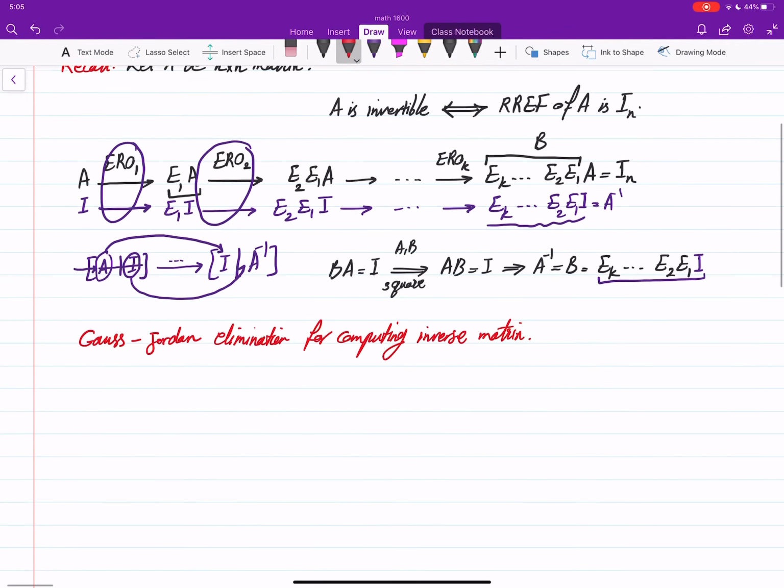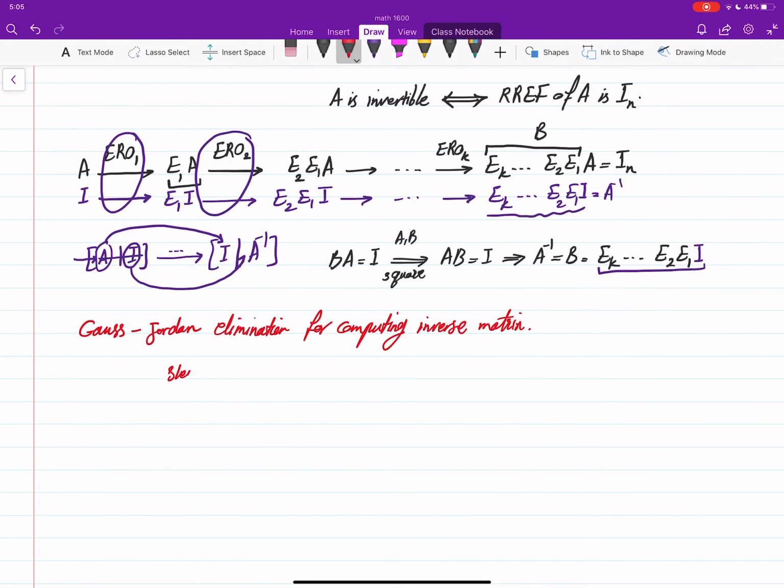If I want to do this in steps, step 1 says to form this kind of augmented matrix [A | I]. Put the identity matrix on the right, which has the same number of rows as A. Then step 2, reduce it to reduced row echelon form. So you will get a matrix [C | D].